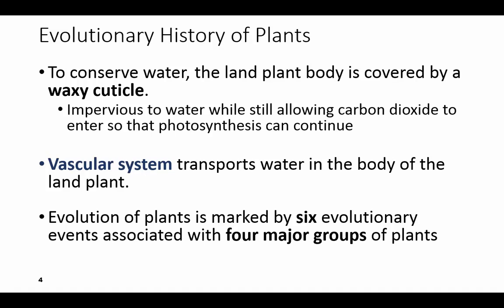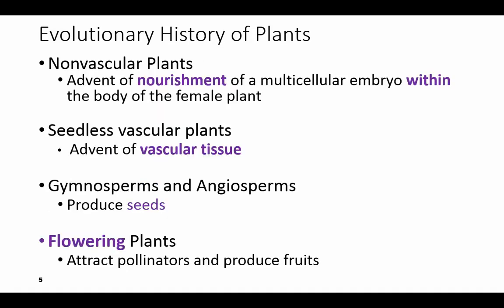And the evolution of the plants is marked by 6 evolutionary events, and they're all associated with the 4 major groups of plants. These are the 4 major groups. You've got the non-vascular plants, and here we had nourishment of the embryo that happened within the body of the female plant.